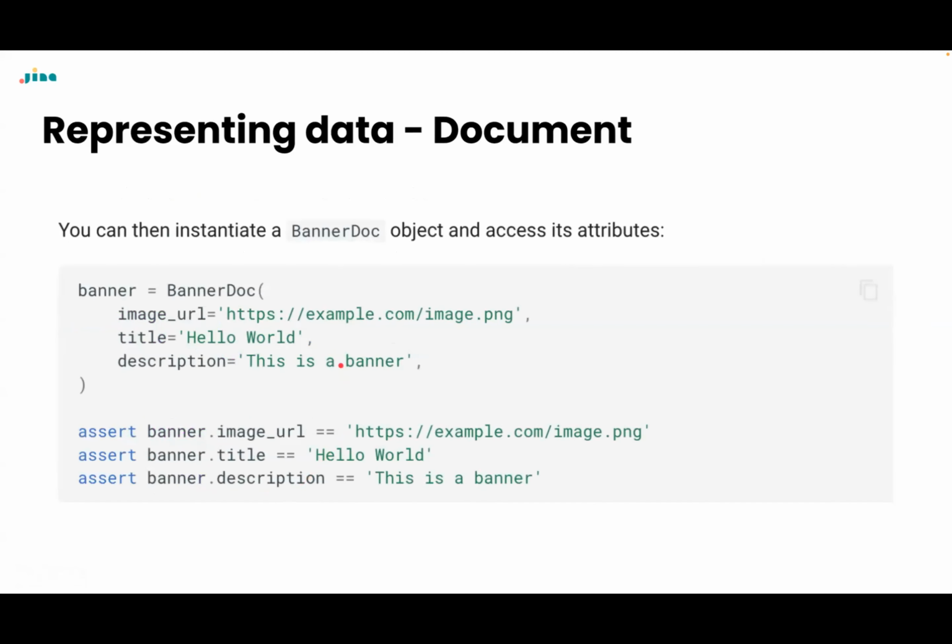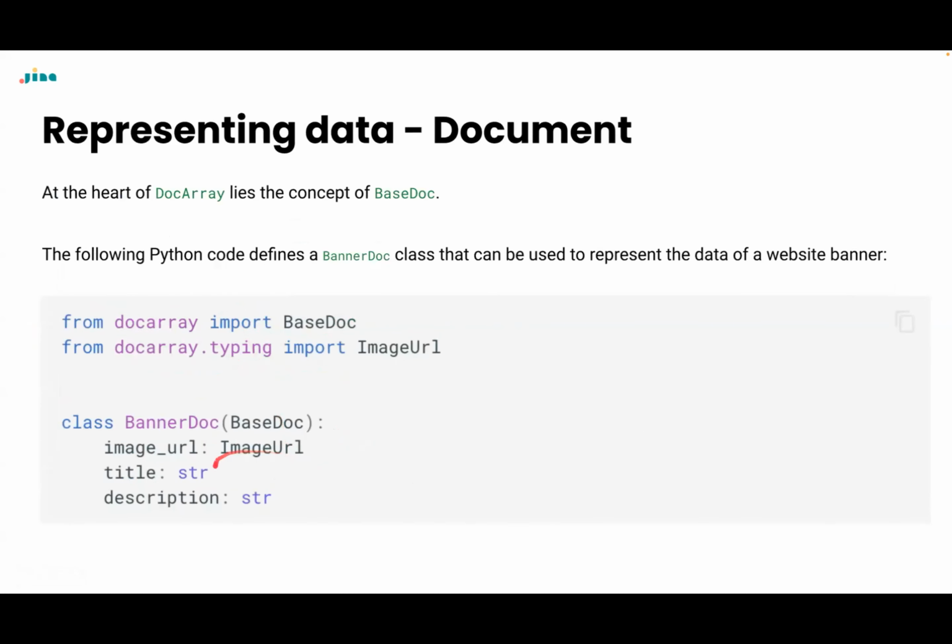And how can you construct a document out of the dataclass that you just defined? You just give the URL, title, and description, and that's it. Here, this image URL type also comes with some helper functions. For example, you can just call image URL dot load. It will download the image from remote or from local, and then load it into memory.